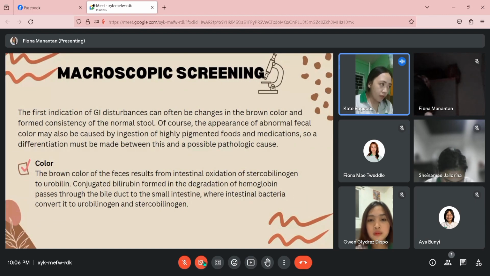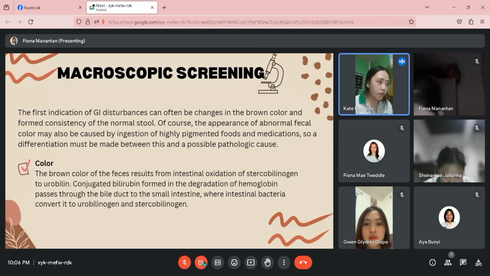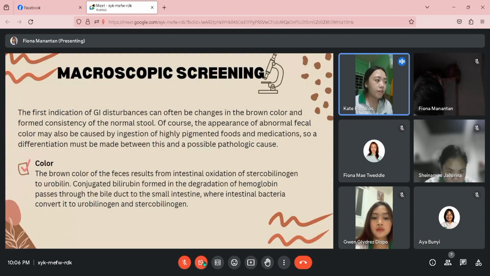Color. The brown color of feces results from intestinal oxidation of stercobilinogen to urobilin. Conjugated bilirubin formed in the degradation of hemoglobin passes through the bile duct to the small intestine, where intestinal bacteria convert it to urobilinogen and stercobilinogen. Therefore, stools that appear pale or acholic stools may signify a blockage of the bile duct. Pale stools are also associated with diagnostic procedures that use barium sulfate.